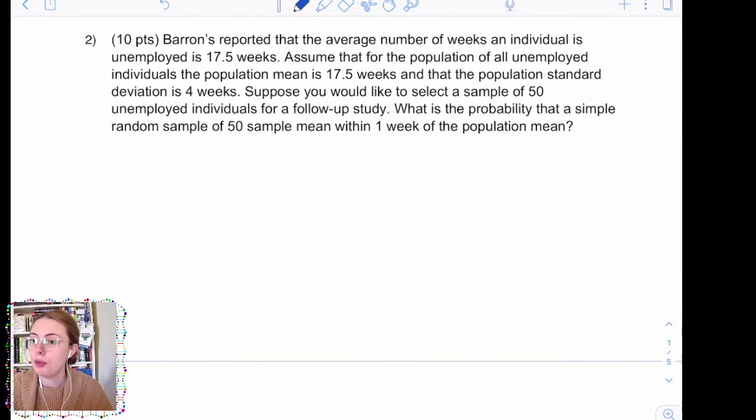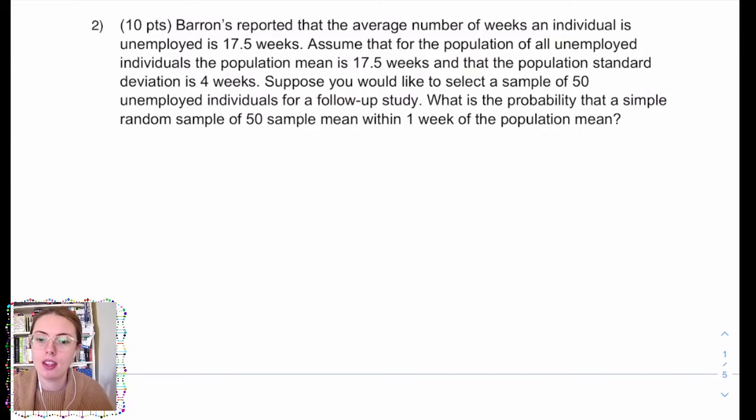So this is the question that we will be working through for today. And first, let's just go through, read the question, and make sure that we know what we're being asked to do here. So this question tells us that the average number of weeks that an individual is unemployed is 17.5 weeks, and that we know the standard deviation of that is 4 weeks. We then want to know that in a sample of 50 individuals, what is the probability that a random sample of 50 people has a mean that is within 1 week of the population mean?